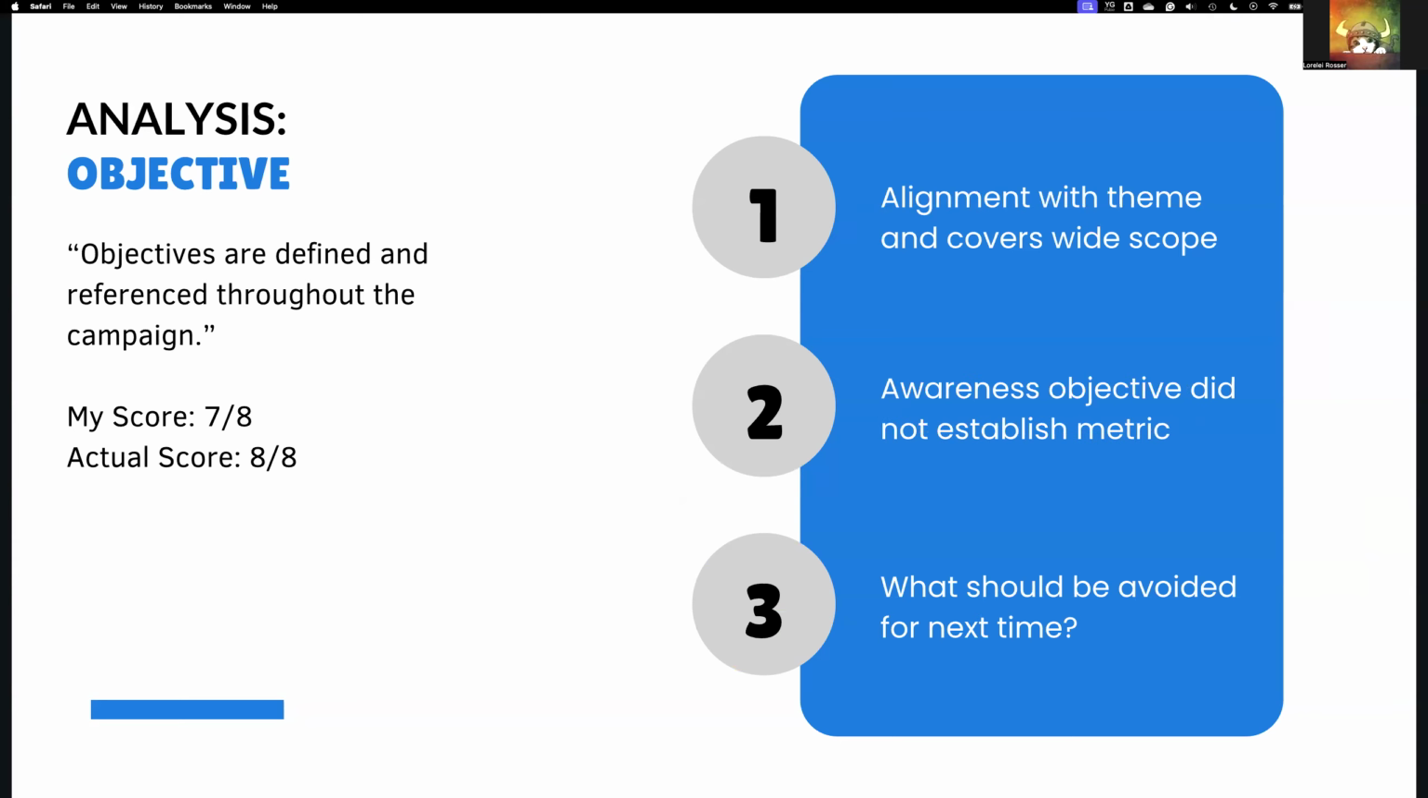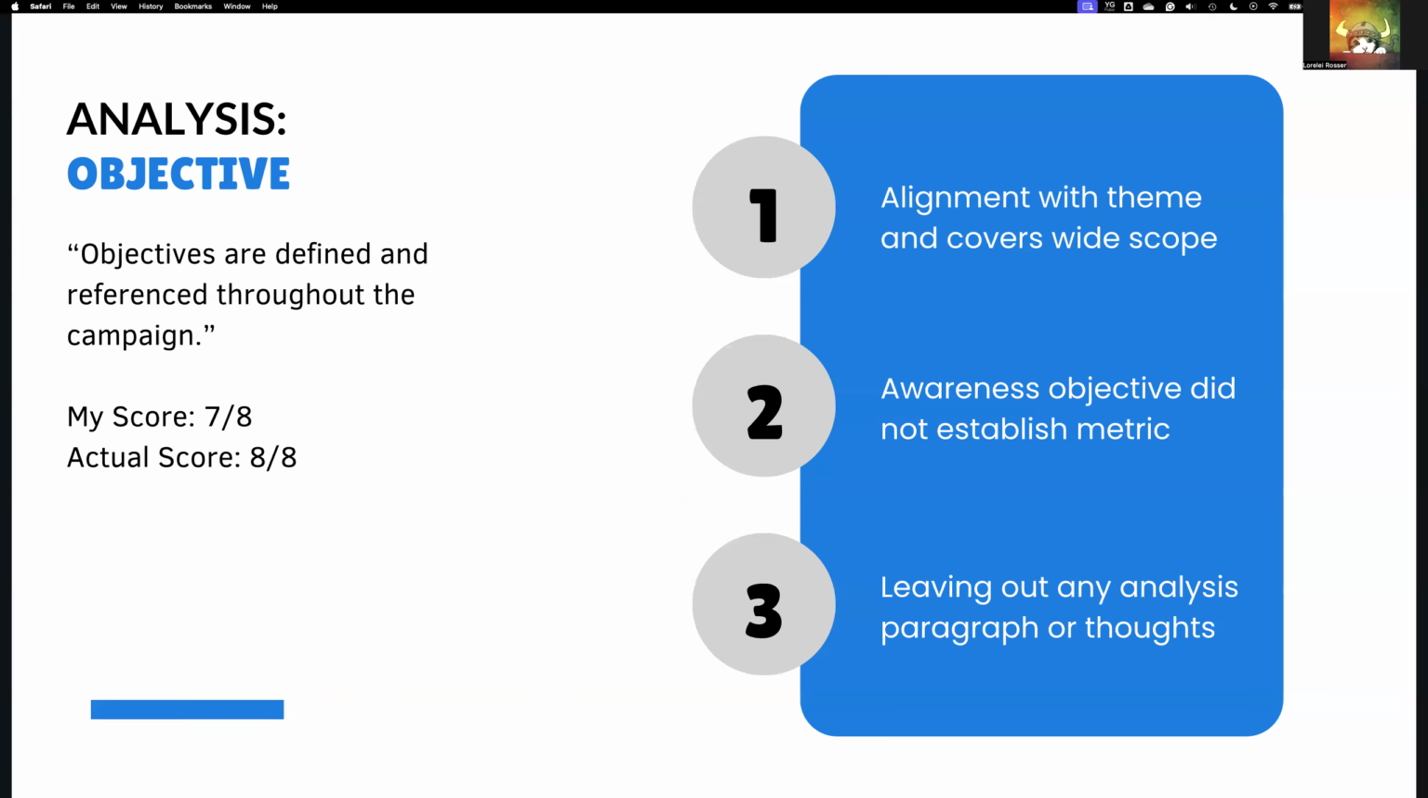However, 2 things that really should have changed: the awareness objective did not establish a metric, something specific like 70% or 30%. And then the ultimate goal should have had a benchmark. It's not as vital because it's the ultimate goal, and as a result, it covers the entire campaign. It's meant to be doing something new. It's meant to be braving new boundaries, and as a result, it may not be comparable to the past. If possible, though, you should.